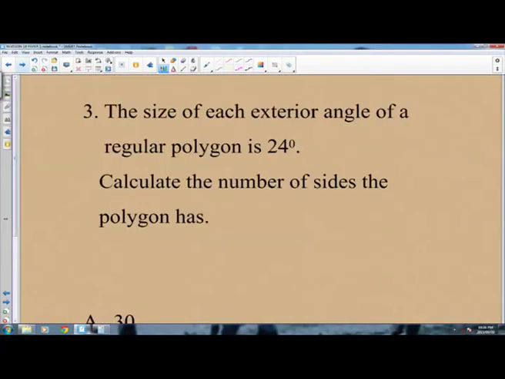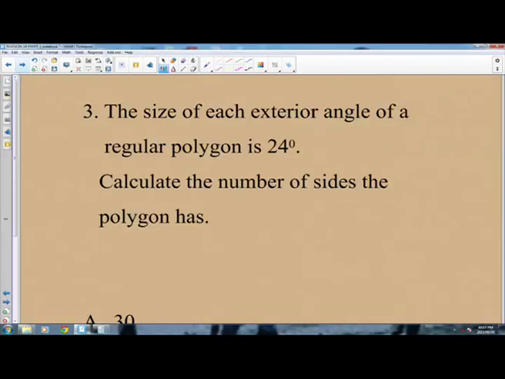And then question number 3. The size of each exterior angle of a regular polygon is 24 degrees. Calculate the number of sides the polygon has. So here we are given the value of each exterior angle, and then we are expected to find the number of sides the polygon has. You need to note that the sum of the exterior angles of any polygon add up to 360 degrees. So this simply means if we are to add all the exterior angles of this polygon, we are going to get 360 degrees.